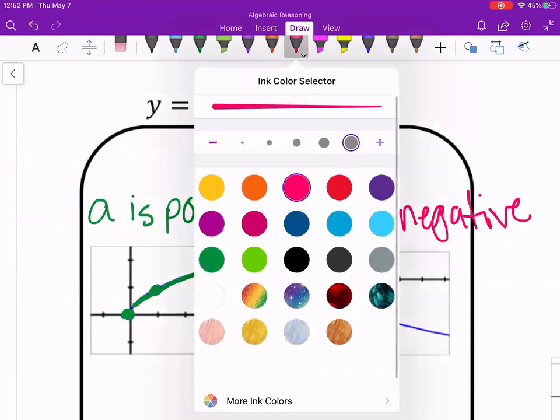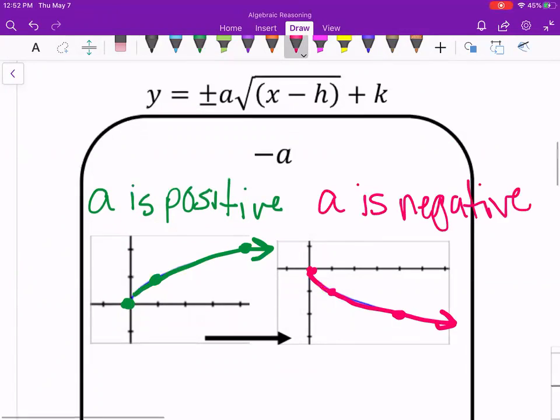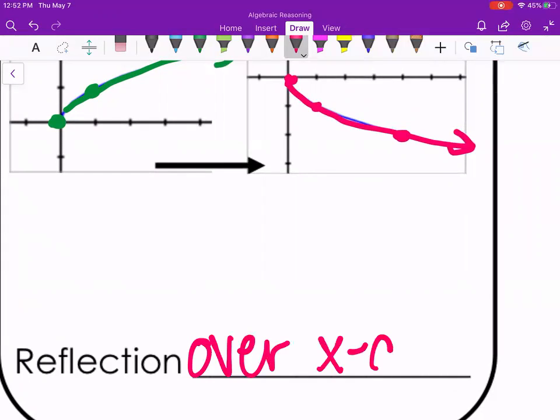When our A value becomes that negative number, that is what gets us the other side of that sideways U. And together, the two pieces are what make the entire sideways U shape. The top section is for the positive A. The bottom section is for the negative A. But again, it's still a reflection over the x-axis. Okay, it's still a reflection.